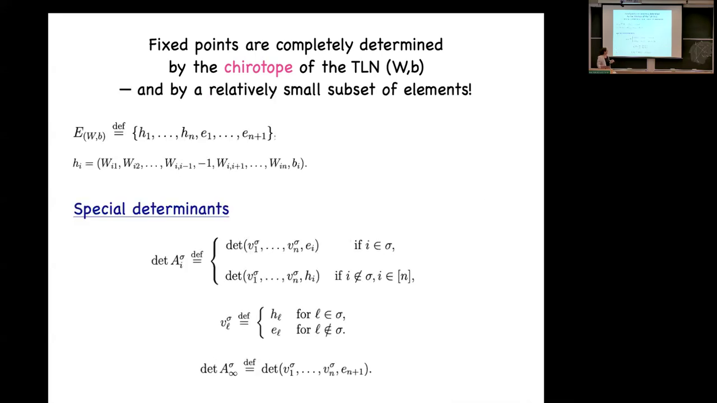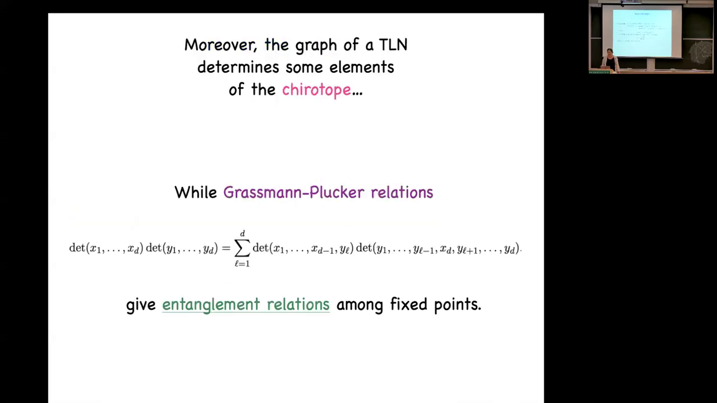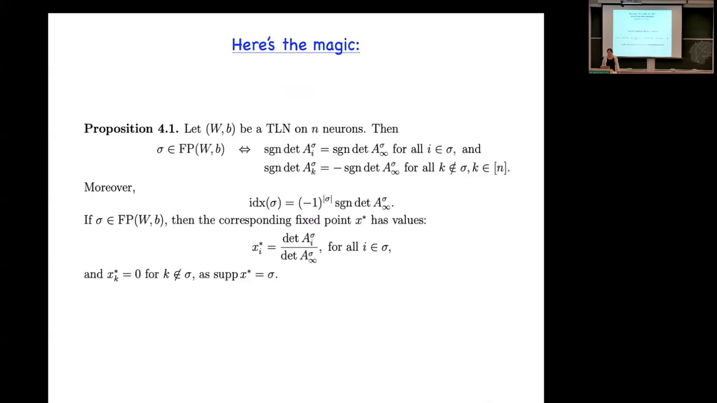But there are more chirotope elements than what define the fixed points. And so there are some special ones that define the fixed points for us, and we call these the special determinants, and they have this form. I really don't have time to get into details because it's already 5 o'clock, I think. But let me just skip to something really lovely.